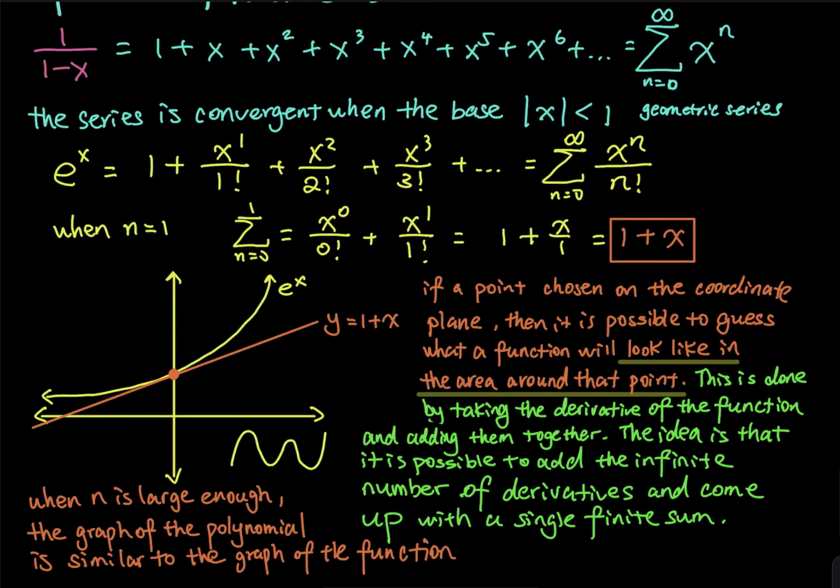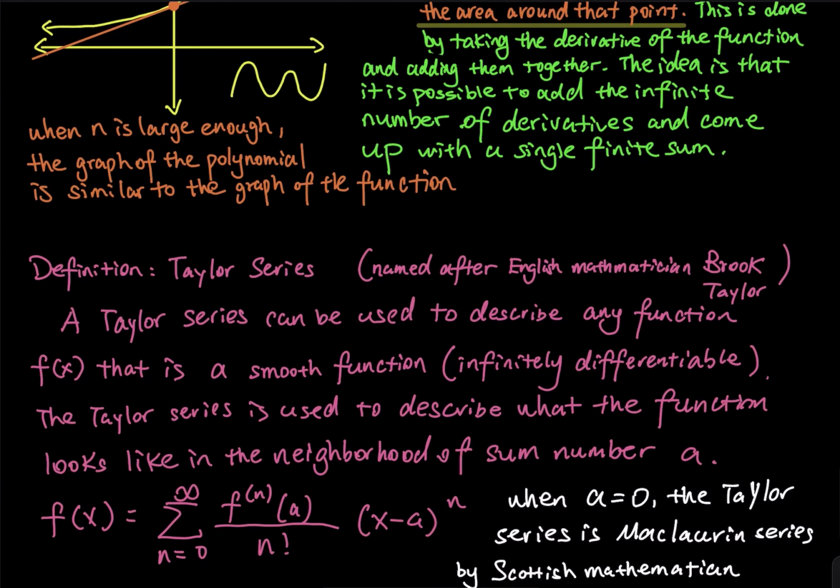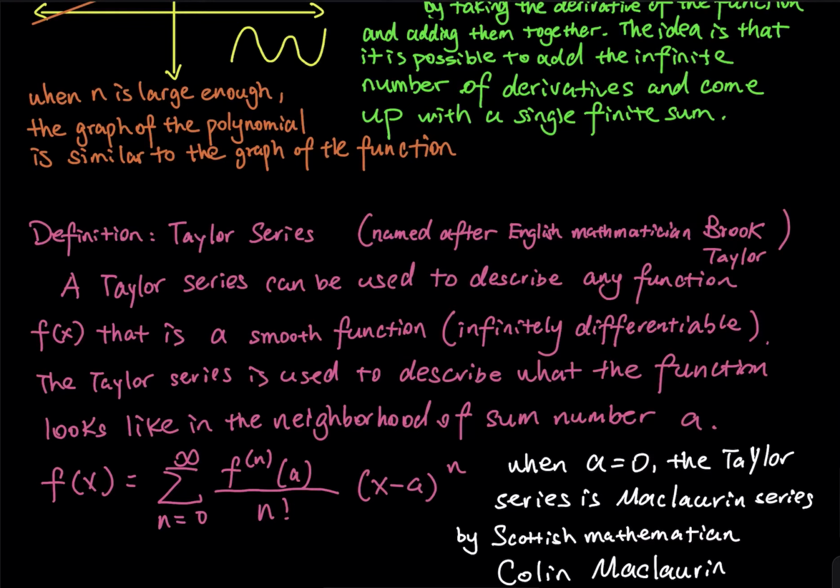And then here is the definition. We call this the Taylor series because the series was invented by an English mathematician called Brook Taylor. A Taylor series can be used to describe any function f of x, a function you learned in the past, e to the x, ln, whatever that is, sine of x, cosine of x, all right? That is a smooth function.